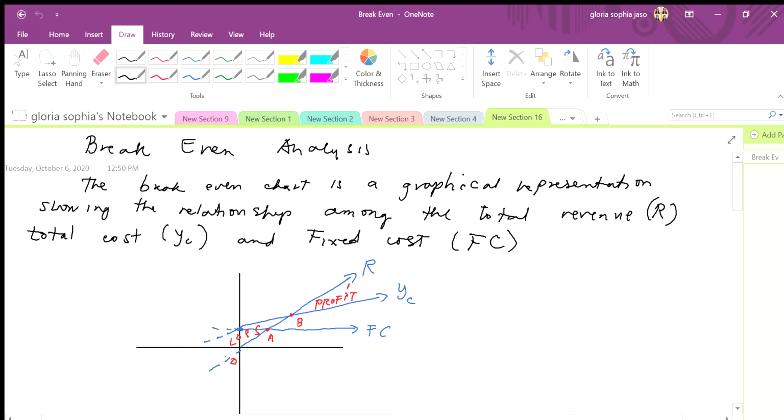And then the revenue line always passes through the origin. Okay, so the point of intersection of the two lines is point B, and the point of intersection of the fixed cost and the revenue line is point A.